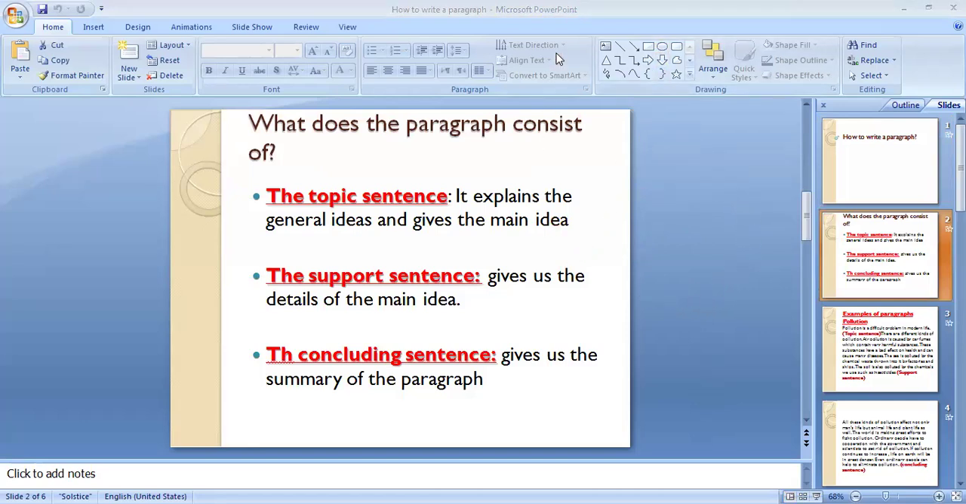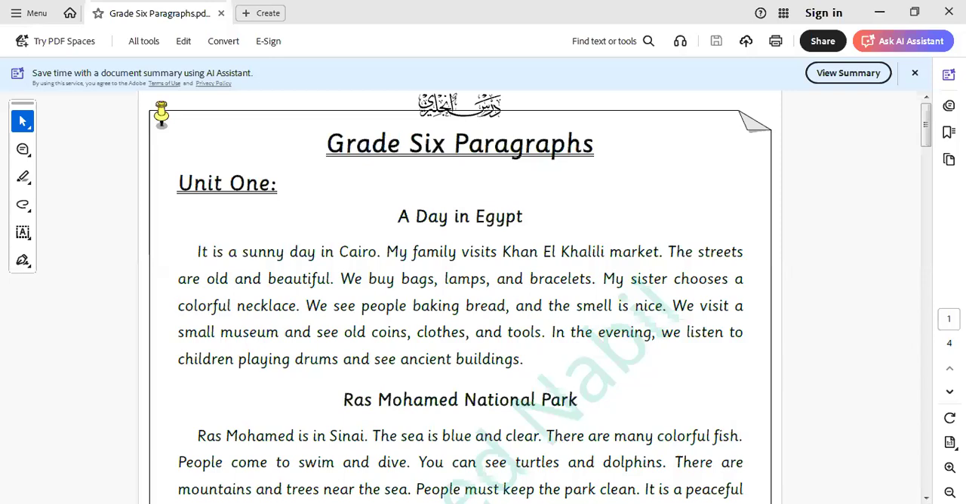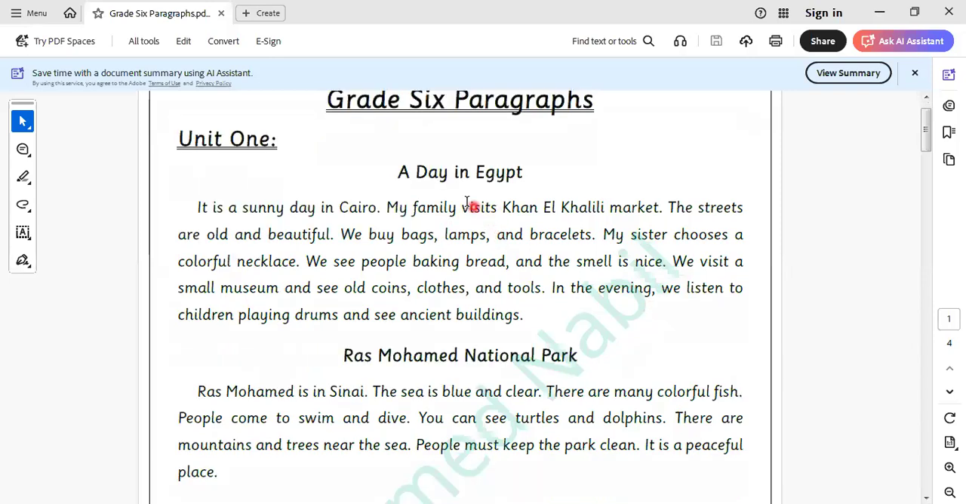Here are our paragraphs that we learned during this term. The first paragraph is about a day in Egypt. I don't tell you all the paragraphs. I give you samples from every unit. I give you one or two topics only, and I will leave the rest for you to read by yourself.